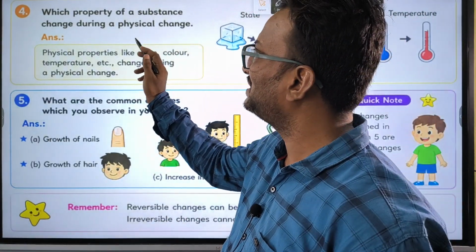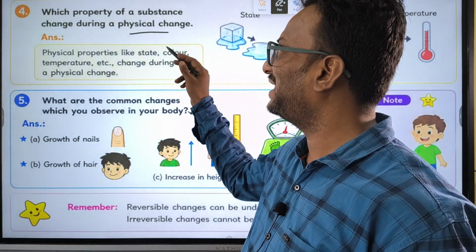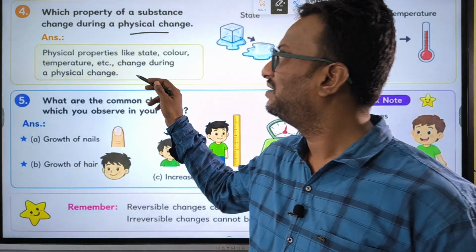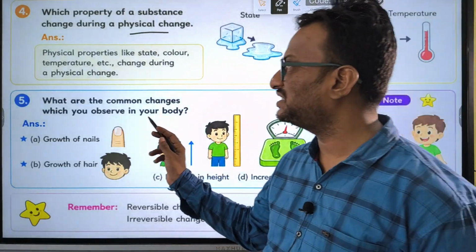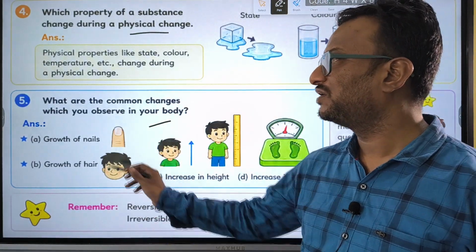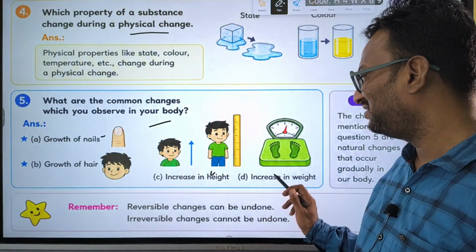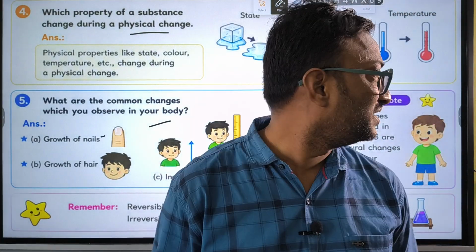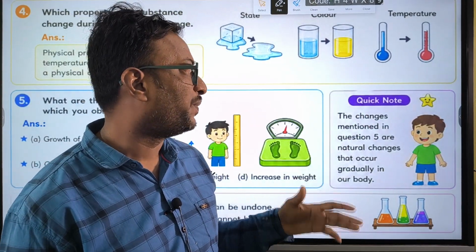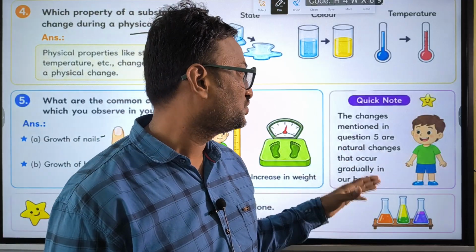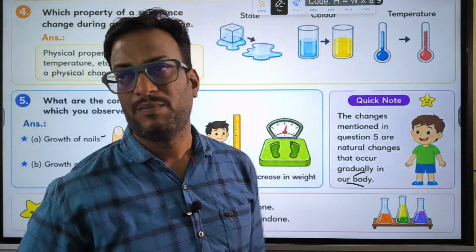Which property of a substance changes during a physical change? Physical properties like state, color, temperature change during a physical change. What are the common changes which you observe in your body? Growth of nails, growth of hair, increase in height, increase in weight. These are the common changes that we can observe in our body. These are all natural changes that occur gradually in our body.